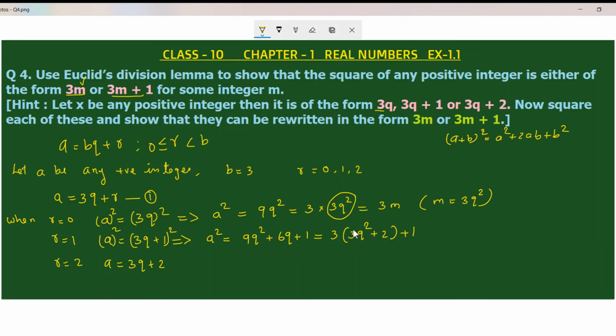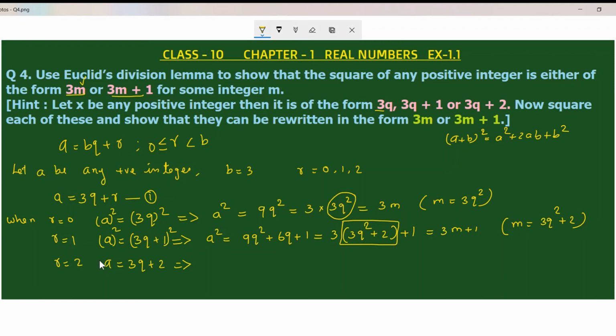Now what we are going to assume, this whole part is an m. So I am going to write this as 3m plus 1, where m is equivalent to 3q square plus 2, because m is some integer. If you simplify this, you will get one integer only. So I am writing like this. The third part also I am going to write in the form of 3m plus 1 only.